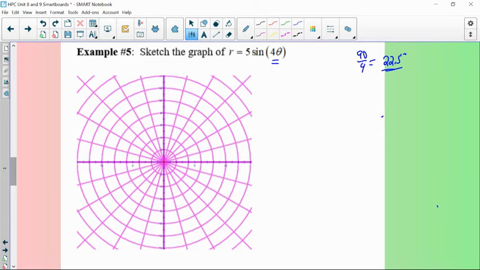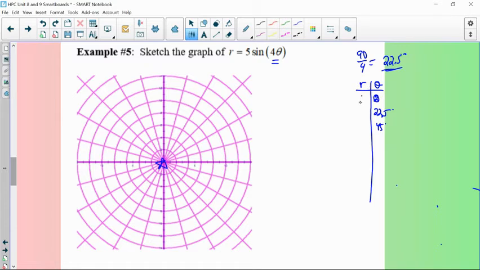The sine graph starts at the origin. And if I wanted to make a table of values, so r comma theta, I'd want to go every 22.5 degrees. So starting at 0, every 22.5 degrees would give me something different.